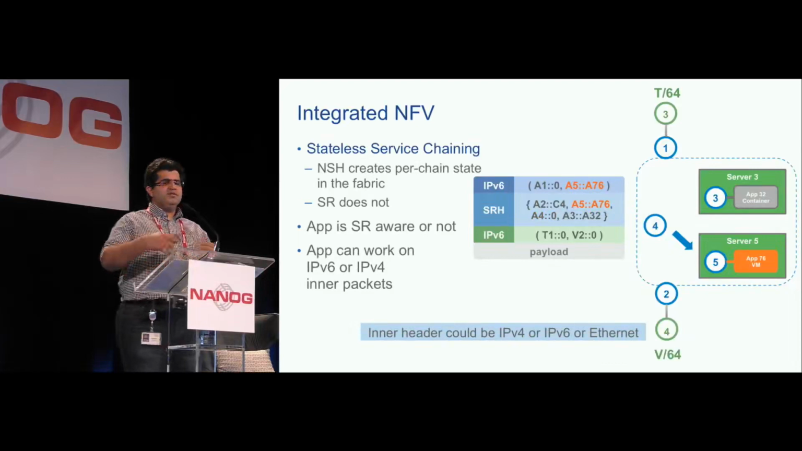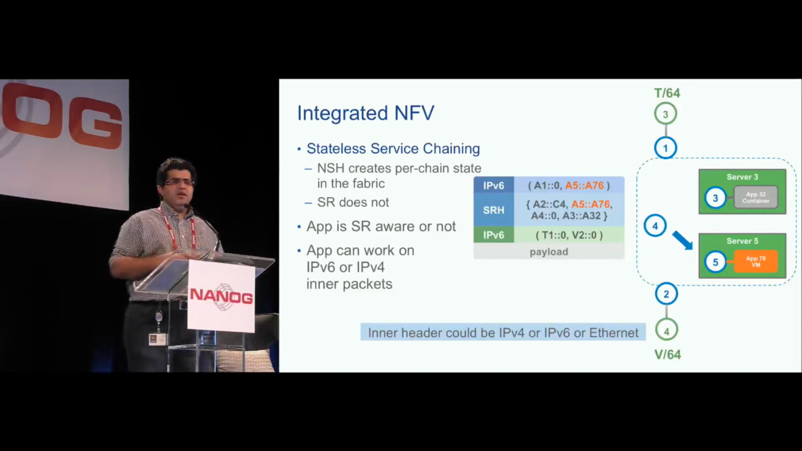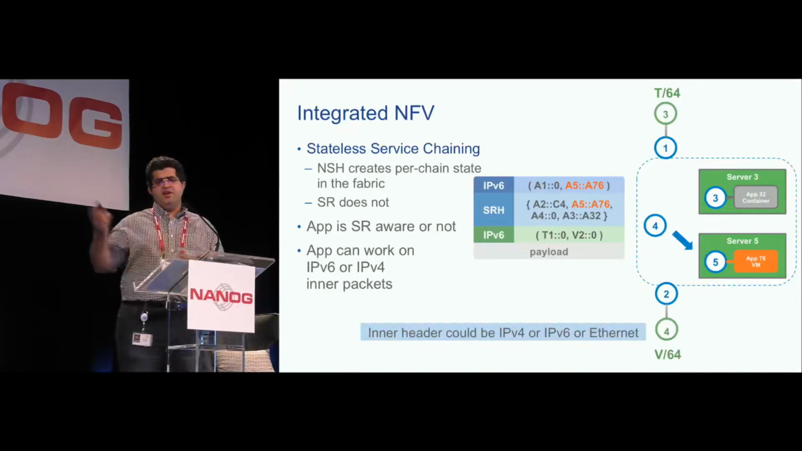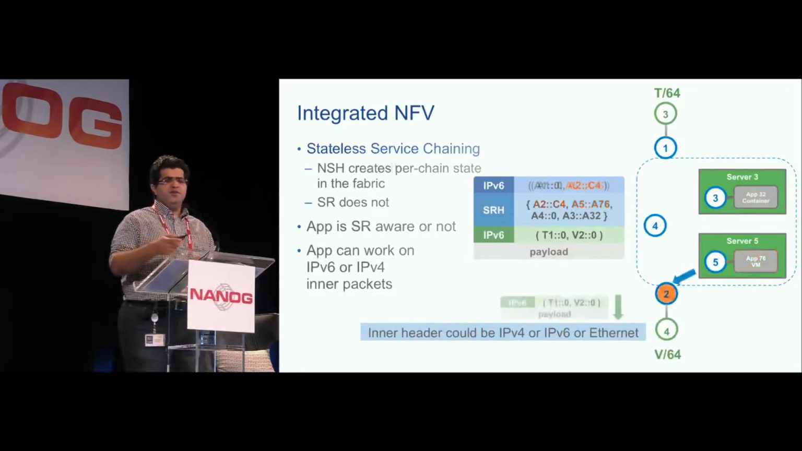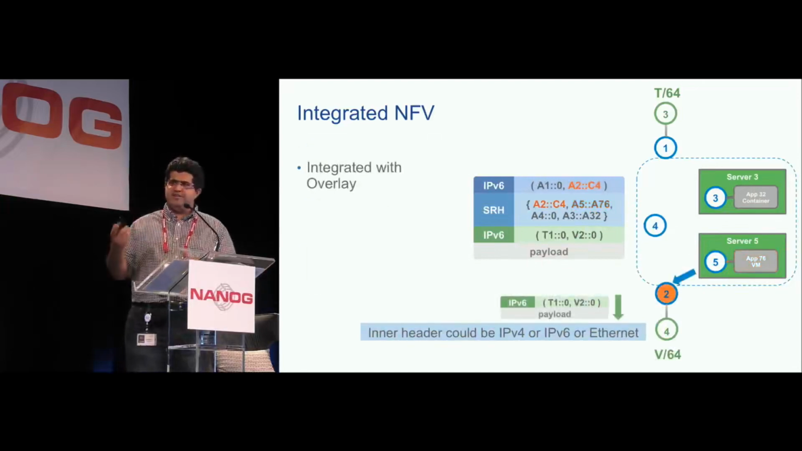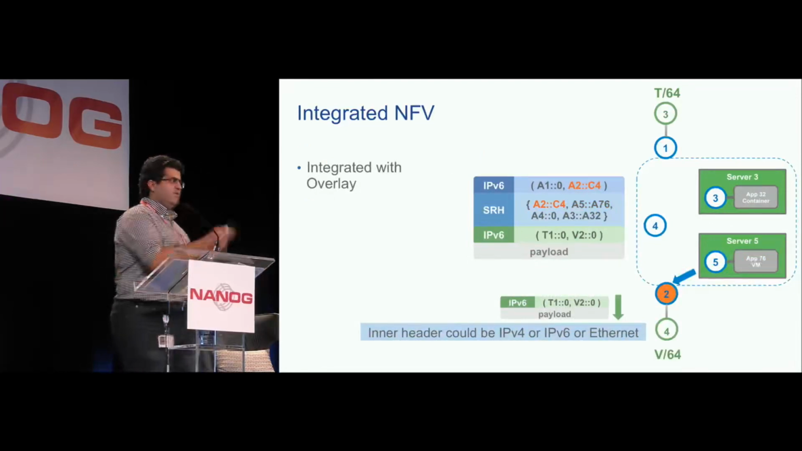Node 5, once it receives the packet, knows that it's an app running in a particular VM. It can be a proxy, or it can be SR aware. Node 5 will then strip off the outer headers and send the inner payload to the app. The app can be IDS or firewall or any other app. When the app returns the packet, we re-encapsulate it into the SRH header, do normal processing, and copy over A2, which is the next instruction, A2::C4, into the destination address. And we push it on the interface.